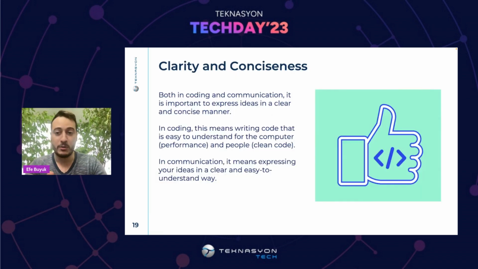Also, both evaluate clarity and consciousness to be understandable. In coding, this could mean writing code that is easy to understand for humans and computers also, which are called readable code for humans and performant code for computers, you might say. And in communication, this means expressing your ideas in an easy to understand way.